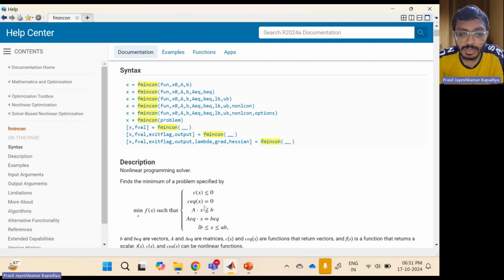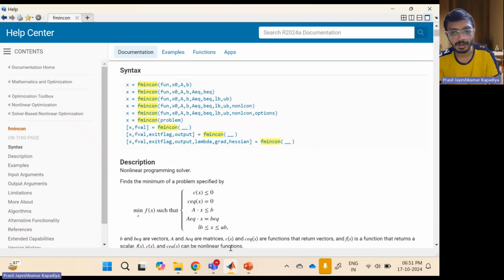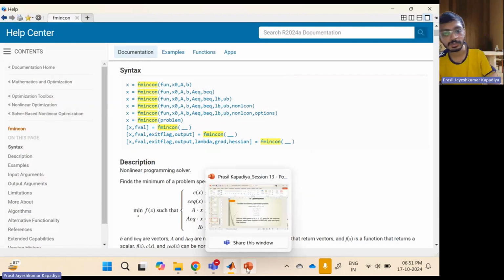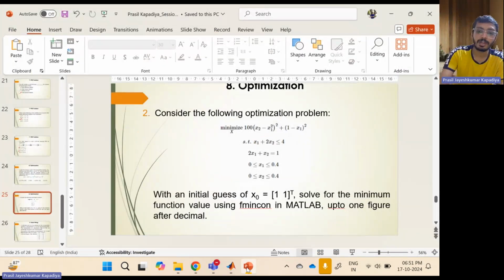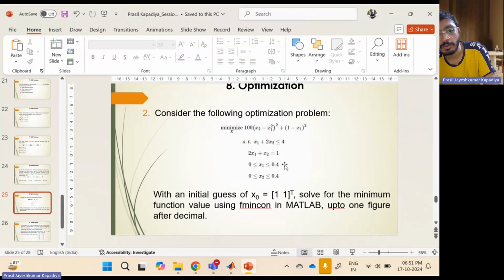Then ceq of x is equal to 0. So this term also we have: 2x1 plus x2 minus 1 is equal to 0. So the CEQ term is also there. Ax less than or equal to b, that we don't have, so our A and B are null matrices. Same for Aeq times x equal to Beq, that is also not there, so Aeq and Beq will also be null. And the lower bound and upper bound are given as 0, 0 and 0.4, 0.4.